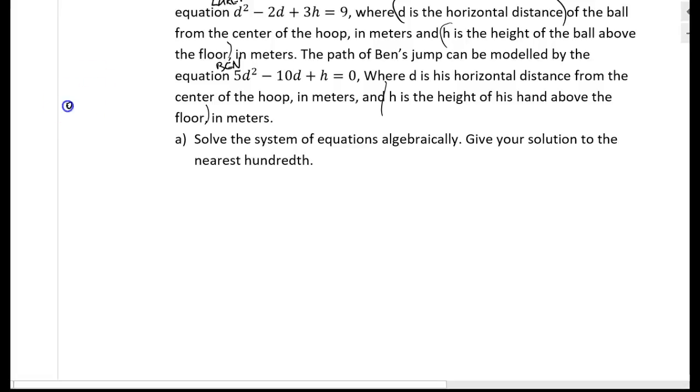So to give you a picture of this, we've got Luke standing somewhere outside of the key, and the basket is here. Okay, remember, Miss Conrad is not an artist. Ben comes jumping in, flying in, and he is going to tap the ball in. So the ball gets passed to Ben, and Ben then dunks the ball. Okay, so that's what that looks like.